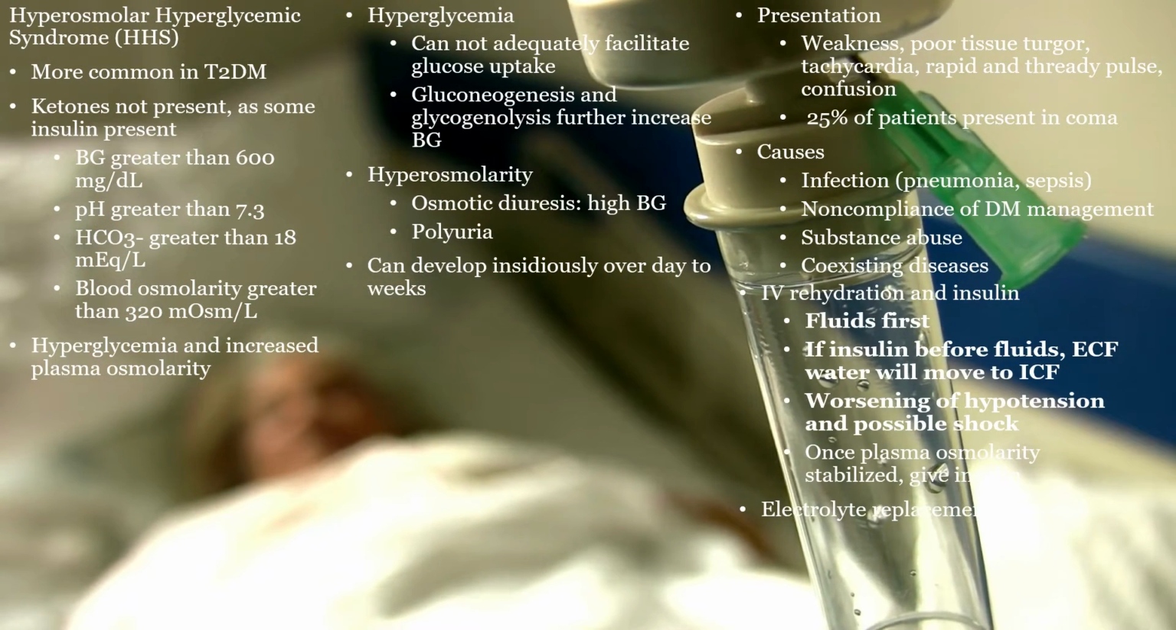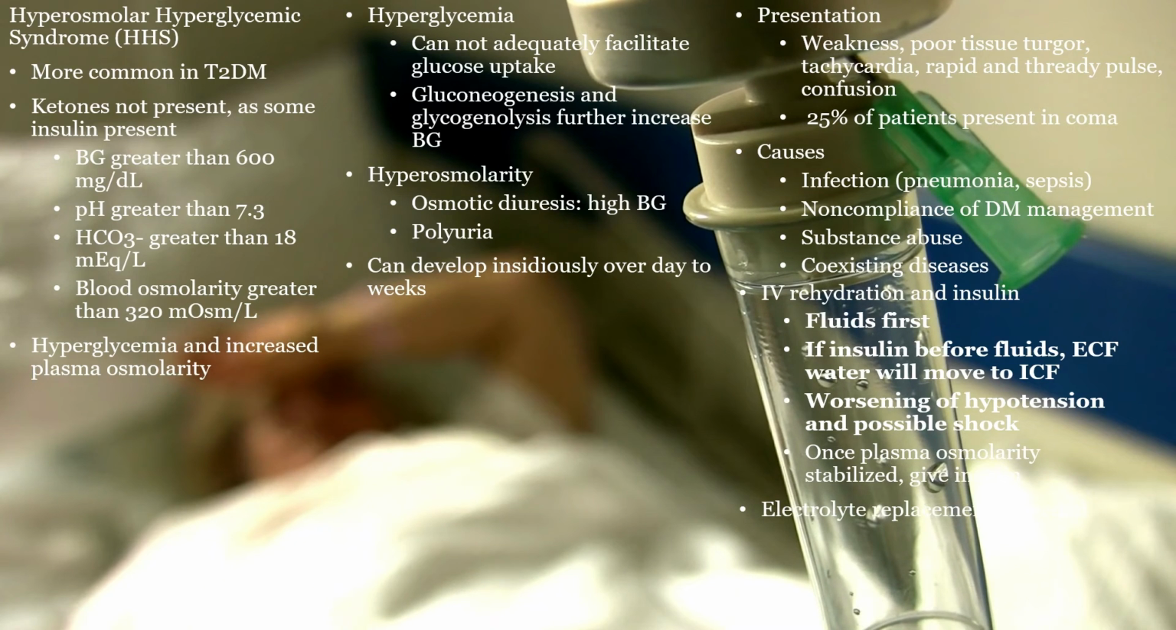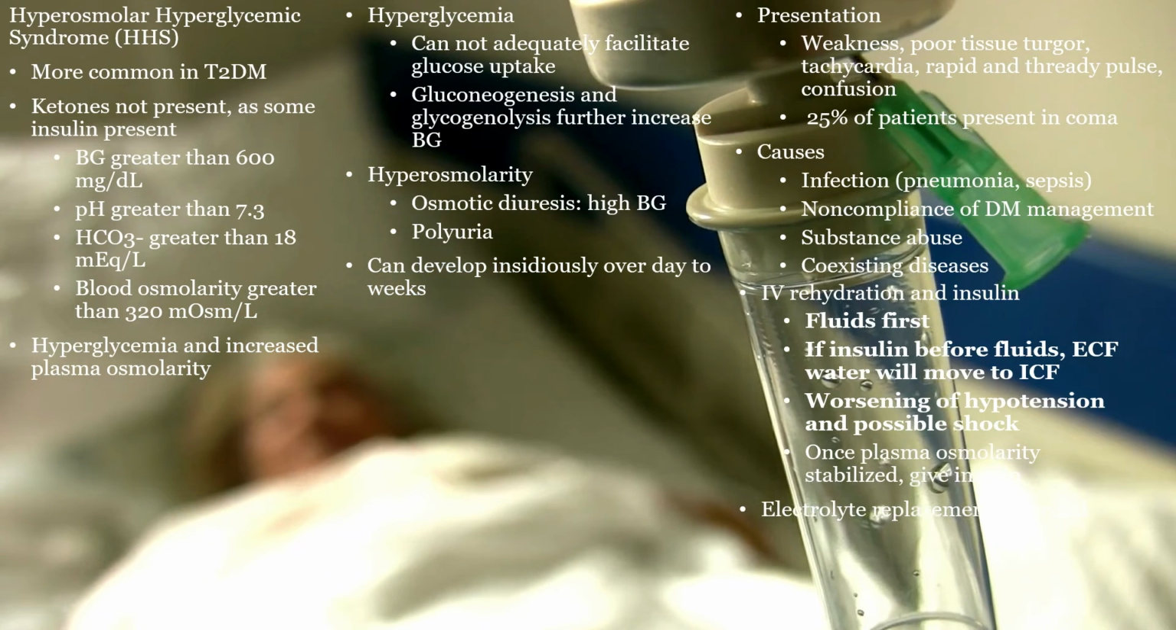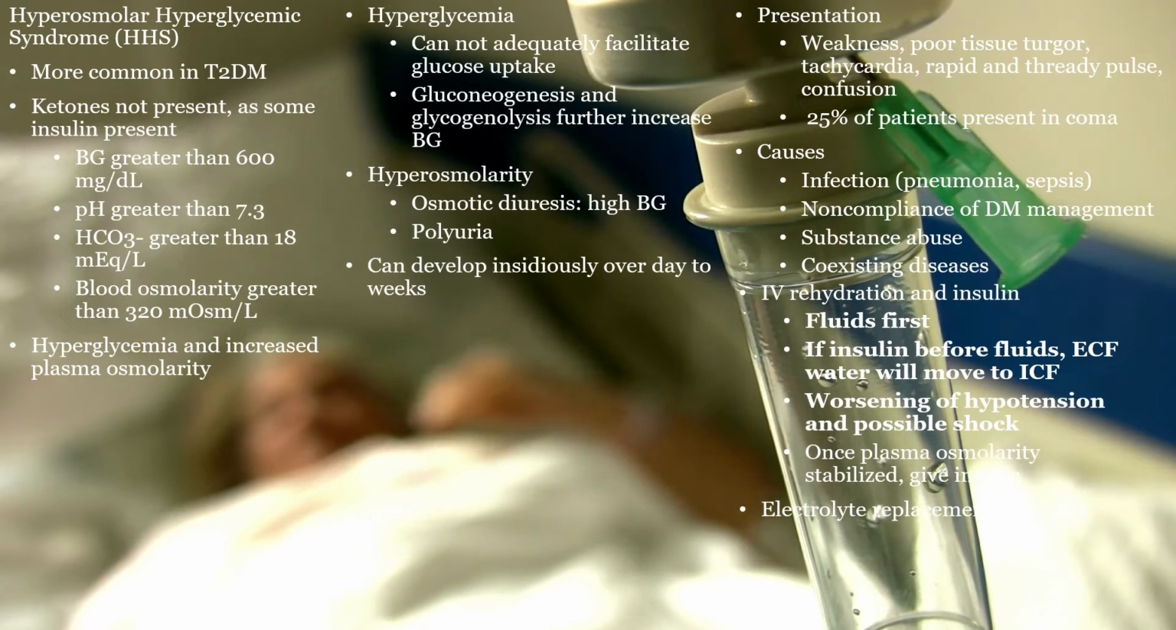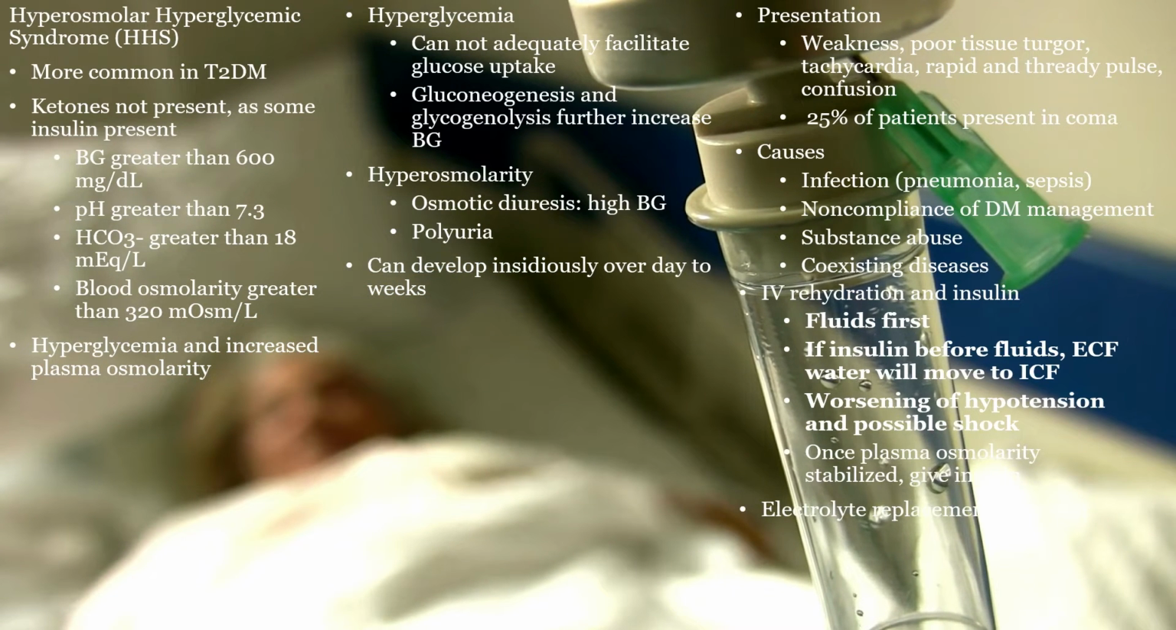HHS or hyperosmolar hyperglycemic syndrome is a rare condition of type 2 diabetics who are in poor control. It causes a large hyperglycemia without ketoacidosis. The patient is actually very volume contracted due to the kidneys trying to get rid of excess glucose, and the patient has severe metabolic alkalosis as a result. This is another life-threatening emergency requiring hospitalization.